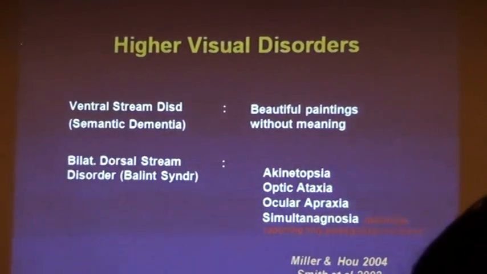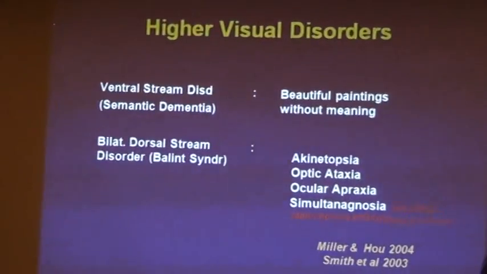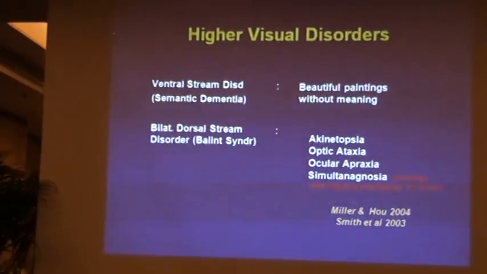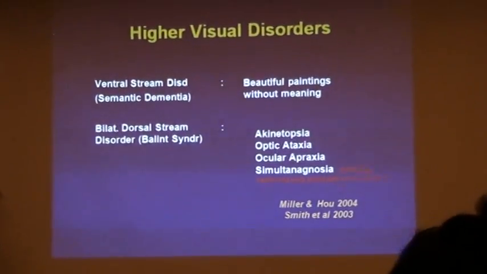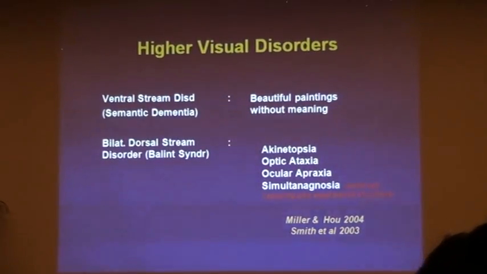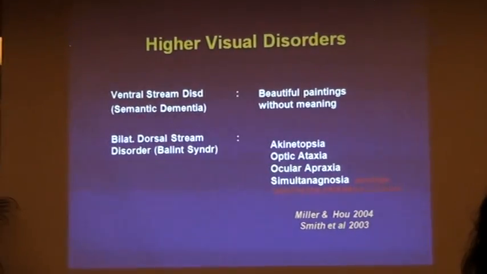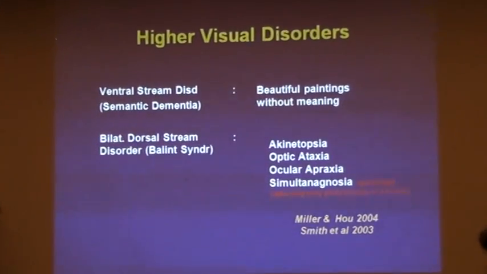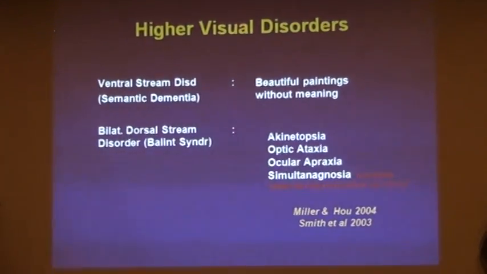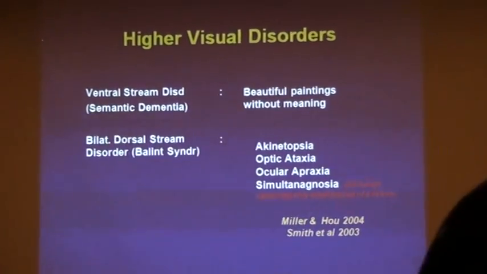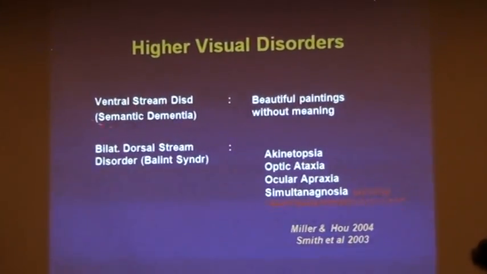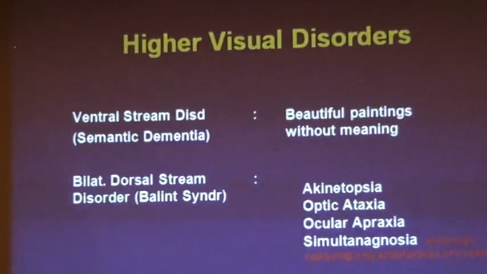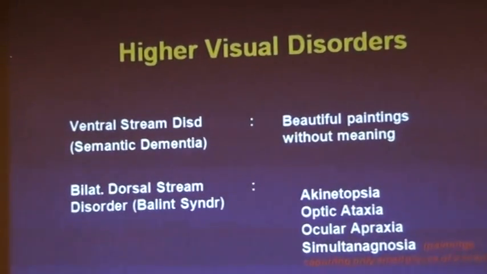Now, we have talked about the ventral system and the dorsal system and how they may be involved in visual artistic production and visual artistic appreciation. But what about hardcore clinical neurology? What disorders may affect this system? The classic disorder which affects the ventral system is semantic type of frontotemporal dementia. And what happens to artists who have got a ventral stream disorder? They can paint beautiful paintings but don't understand the meaning of it.